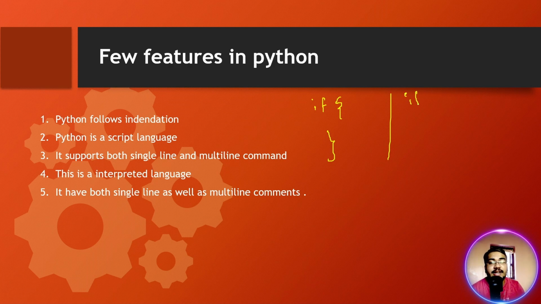Rather, we write if and then we create some space and write from there. So these are all blank spaces. These blank spaces actually denote that these 4 or 5 or 10 lines, anything, are under one particular condition, like an if-else condition or any loop, right? So this is a feature of Python.